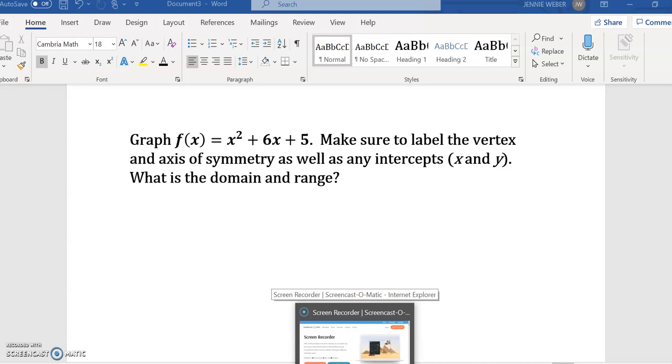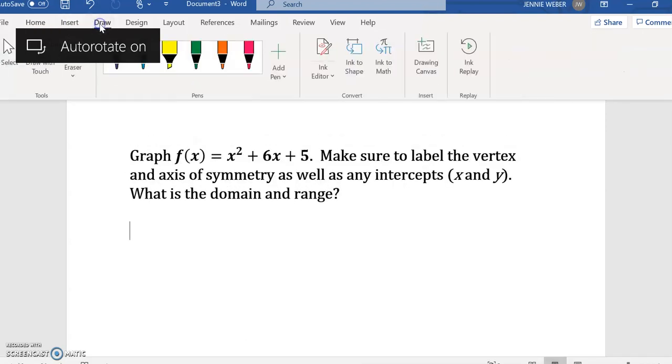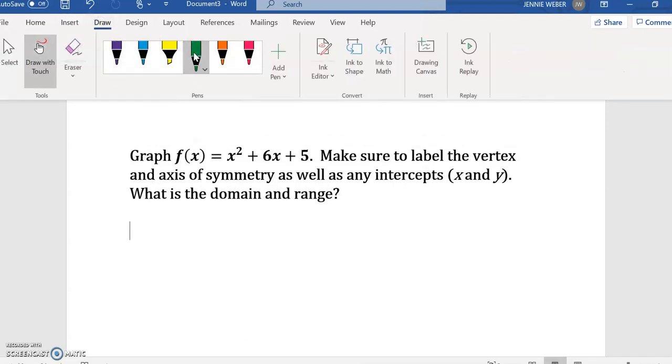Okay, I want to go over graphing this equation, which is in general form of our parabola. And then I want to talk about how we would write up the domain and range as well. So when we graph this, the first thing we want to do is notice if there's anything we can tell. And one of the things we can tell, when we look at the leading coefficient, is that this opens up.